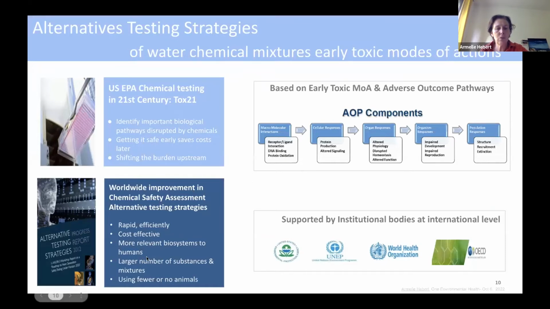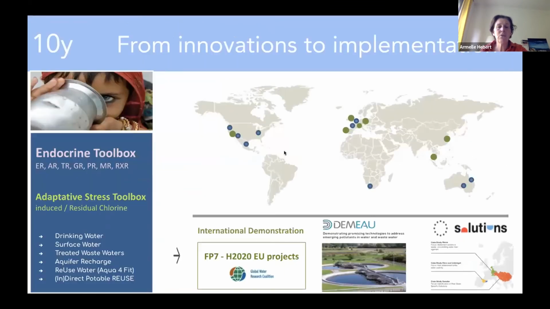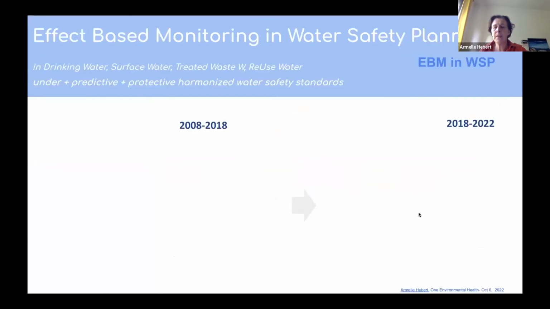So very briefly, we used alternative testing strategies that were supported by all these institutional bodies, that are integrative to the mixtures, and that also provide a more rapid, efficient, cost-effective, and comprehensive biosystem for human and ecotoxicity, and to detect early the toxic pathways that are triggered by the chemicals. We can have endocrine disruption, but also adaptive stress modes of action. We developed an endocrine toolbox to assess estrogenic, androgenic, TR, GR, all the endocrine disruptive pathways. The same for the toxic mode of action triggered by the chlorine residual in the network. And we applied that on different water treatment schemes and different countries, for realistic plants, but also unrealistic river basins.